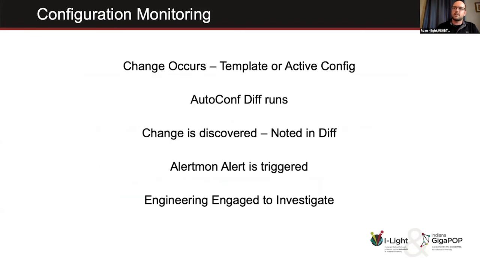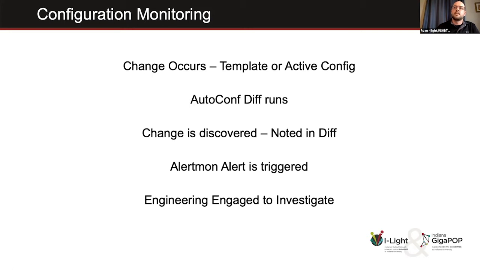So let's take a look at that process again, just real quickly, on how this works for us. In the context of the iLight network, a change may occur in the form of a template or an active config change on the routers. The GlobalNOC automation tool will run a diff against our intended config in the templates and what's actually out there. If a change is discovered, it'll be noted and sent into the NOC via an AlertMon alert, and then engineering will be engaged to either fix something that wasn't intended to happen or plan a change to deploy new configs or what have you.